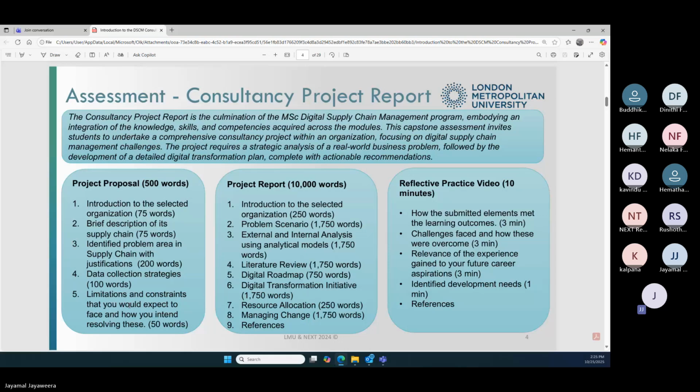The project proposal is to get your project signed off, right? So that you have set the platform, you have identified the problem, and we have accepted that as a valid problem and relevant supply chain problem, right? Because it has to be a supply chain problem, because after all, you're doing an MSc in digital supply chain management.